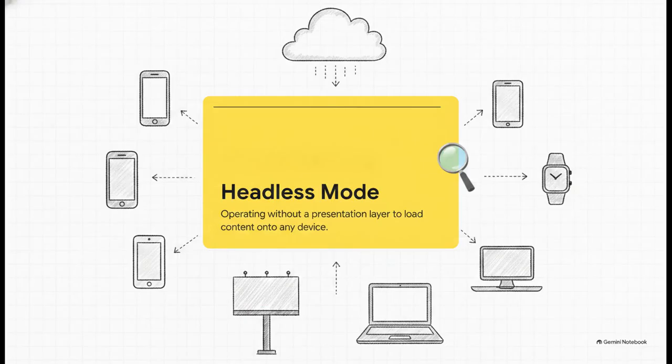And just to cut through the jargon for a second, headless mode simply means the presentation layer, the head, is removed. Instead of the system dictating how things look, it just serves up the raw editorial content. That means you can push that content to literally anything. A smartwatch, a mobile app, a digital billboard, your content is ready to go anywhere.